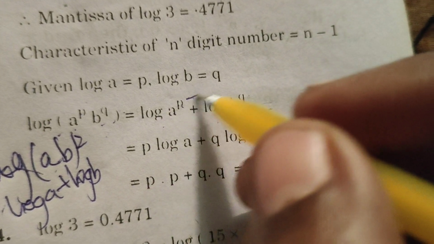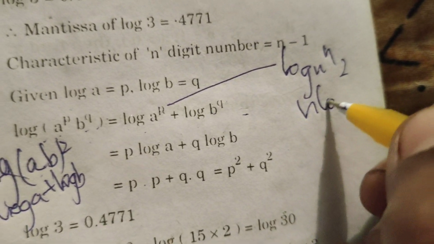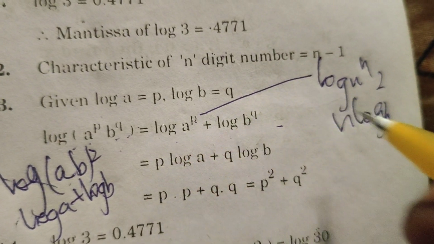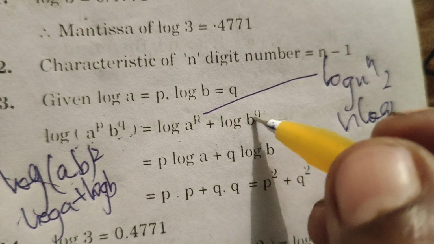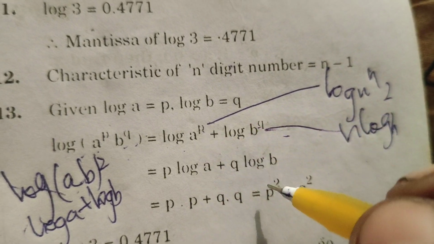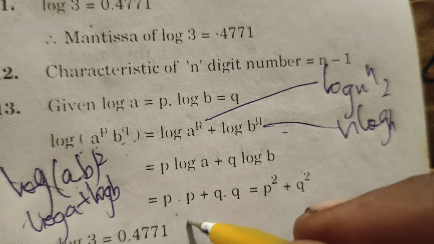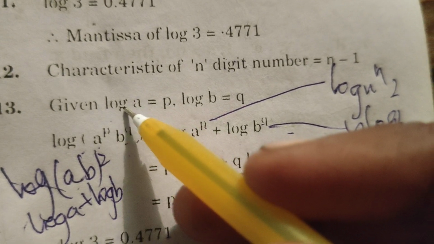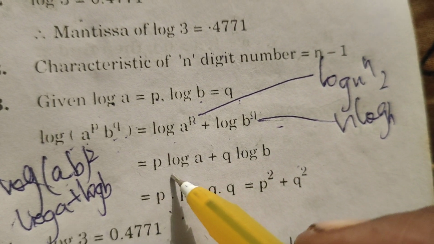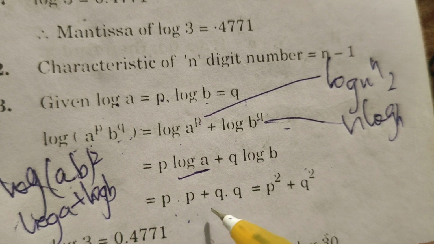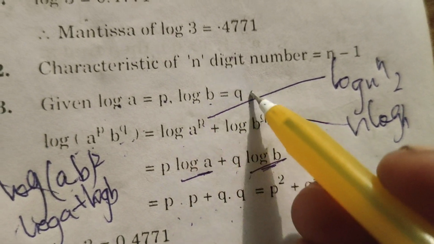Next, again using the formula log x^n equals n log x, we write p log a plus, using the same formula here, q log b. Given that log a equals p and log b equals q, therefore, in place of log a substitute p, and in place of log b substitute the given condition q.